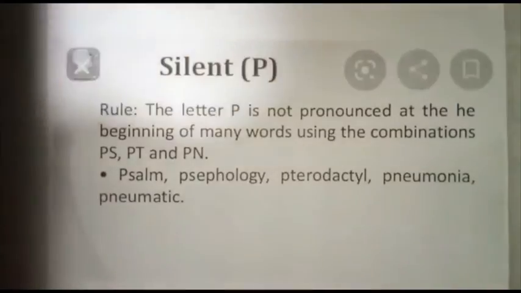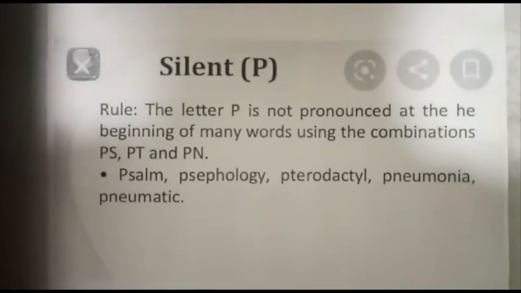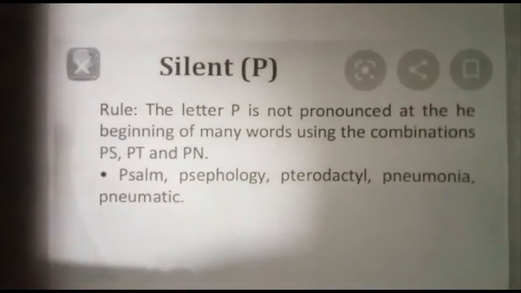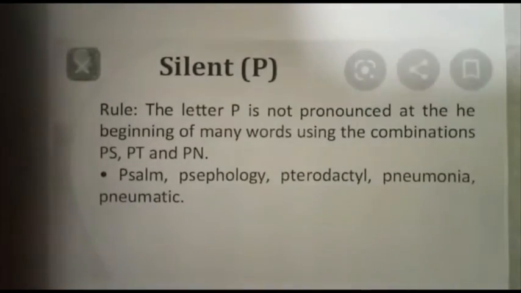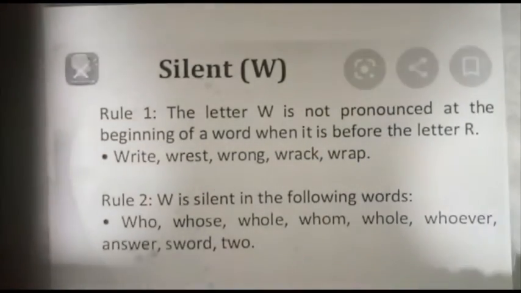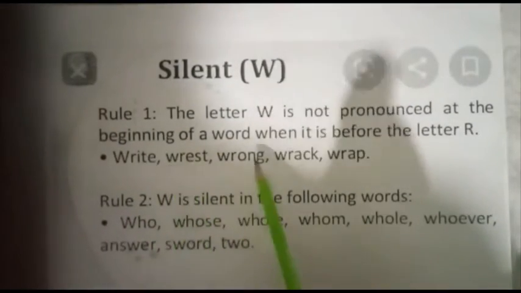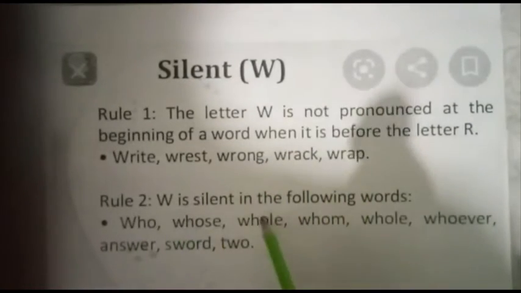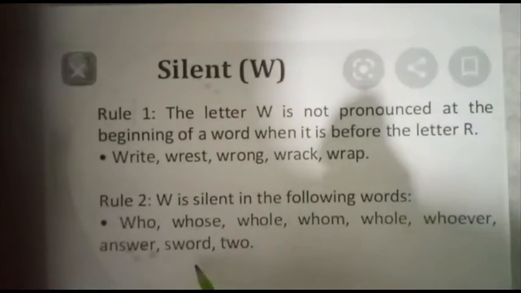So dear students, where P is silent: the letter P is not pronounced at the beginning of many words using the combinations PS, PT, and PN. Psephology, pterodactyl, pneumonia, and pneumatic. Here P is silent and is not making any sound. And lastly, W. The letter W is not pronounced at the beginning of a word when it is before the letter R: write, wrist, wrong, wrap. W is also silent in the following words: who, whose, whole, whoever, answer, sword, and two.